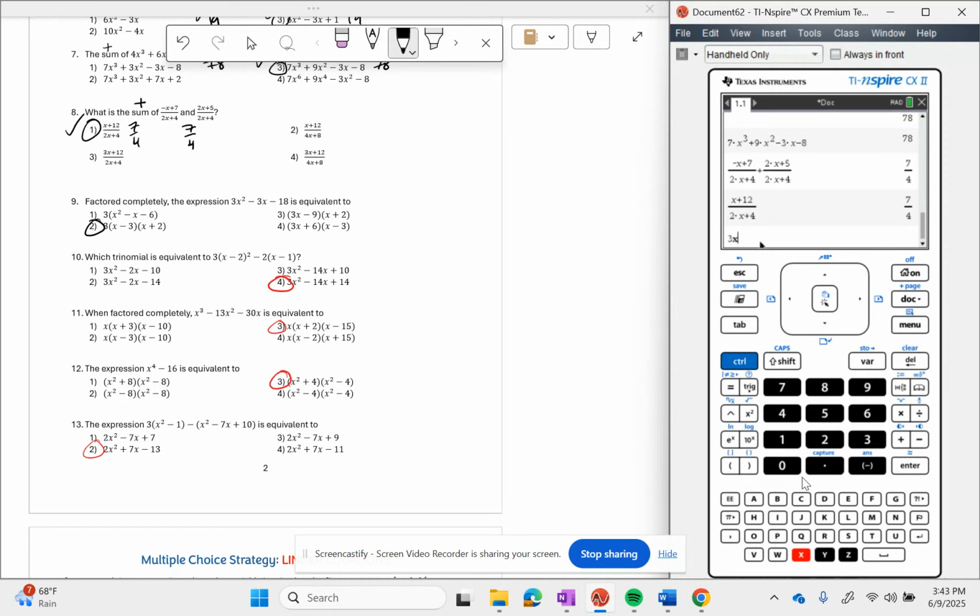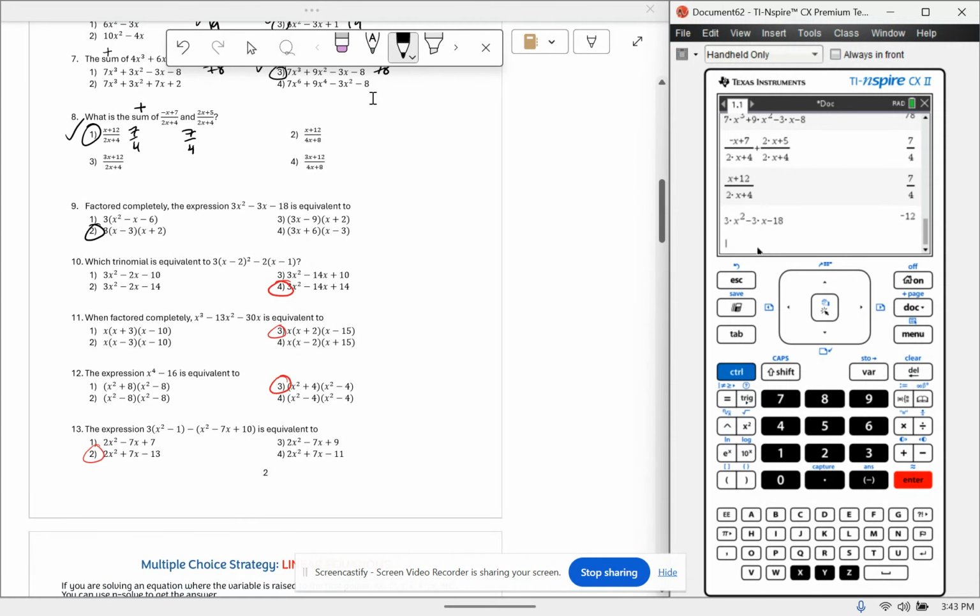Sorry, I'm looking where we are. Oh, 3x squared minus 3x minus 18. It's supposed to be negative 12. Sorry, my pen was there. Plug it back in. Okay, negative 12. Okay, and then I'm going to test answer choice 2. That's going to be 3 times x minus 3 times x plus 2, which is negative 12. Let's go.